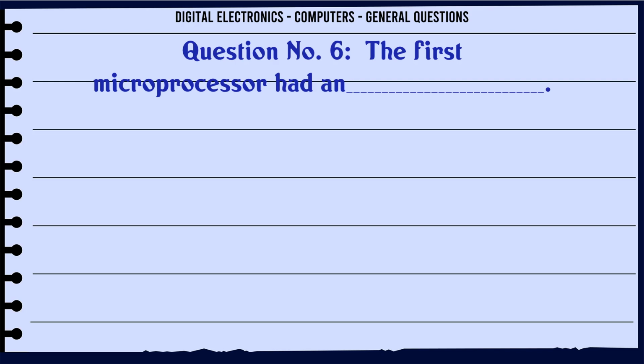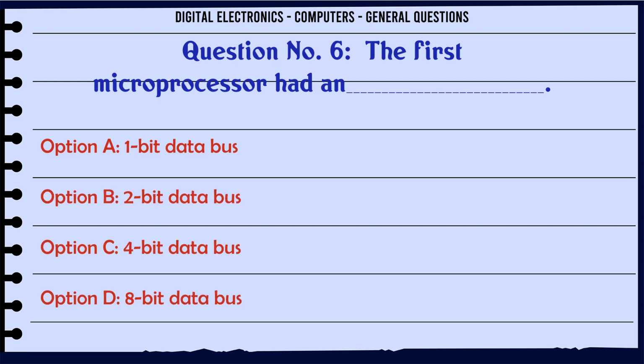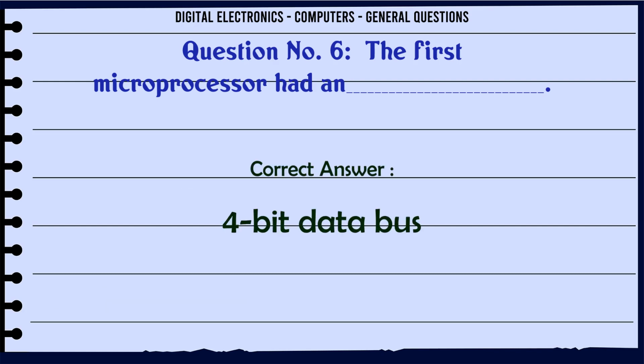The first microprocessor had an A. 1-bit data bus. B. 2-bit data bus. C. 4-bit data bus. D. 8-bit data bus. The correct answer is 4-bit data bus.